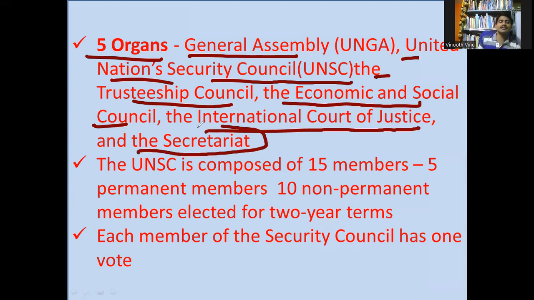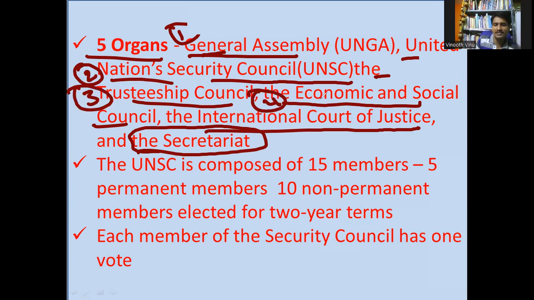And the Secretariat is another sub-organ to implement all the decisions of all the organs of the United Nations. So the General Assembly is the first organ, the Security Council is the second organ, the Trusteeship Council is the third organ, the fourth organ is the Economic and Social Council, and the fifth organ is the International Court of Justice (ICJ).